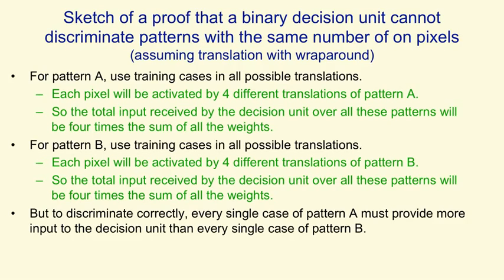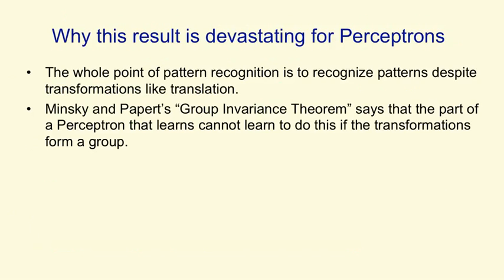That's a particular case of Minsky and Papert's group invariance theorem. And that result is devastating for perceptrons. It was historically devastating. Because the whole point of pattern recognition is to recognize patterns that undergo transformations and see that they're still the same pattern despite the transformation. Like, for example, translation.